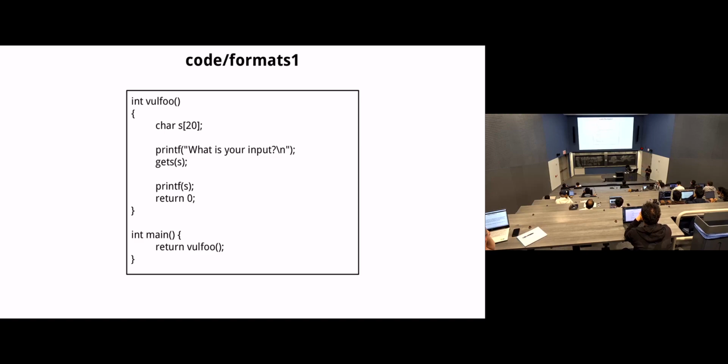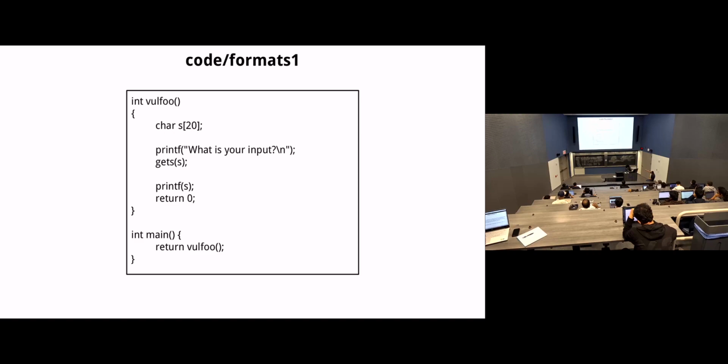How do we exploit it? We have a function foo. The function foo has a buffer of 20 bytes. Then we call printf twice. The first time we call printf, what is your input? That's it. This string is hard-coded. This is a format string without a format specifier, right? We're not using a percent sign anywhere in this format string, but it's still a format string. So it will just print this out. There's no vulnerability here.